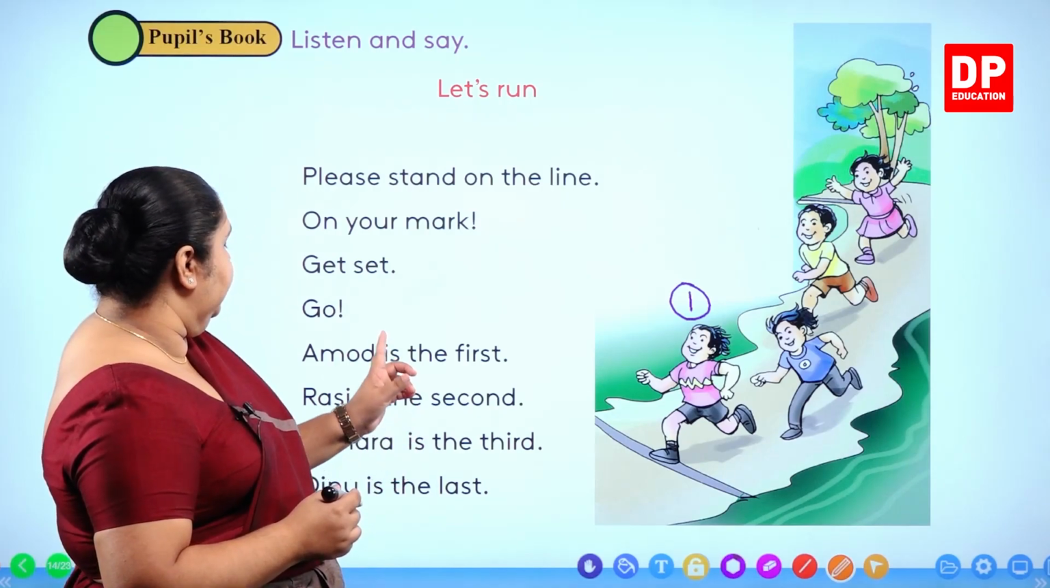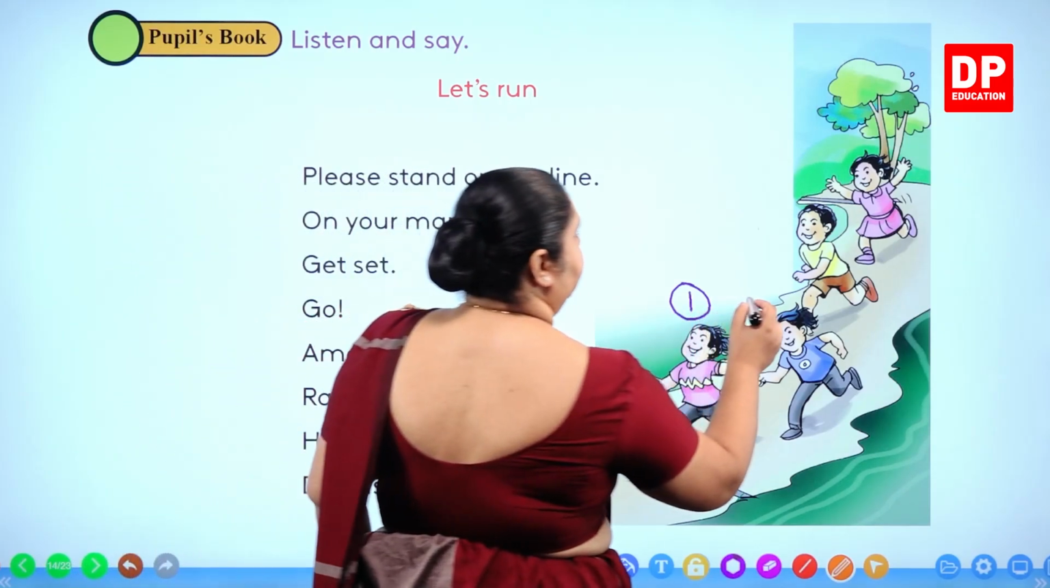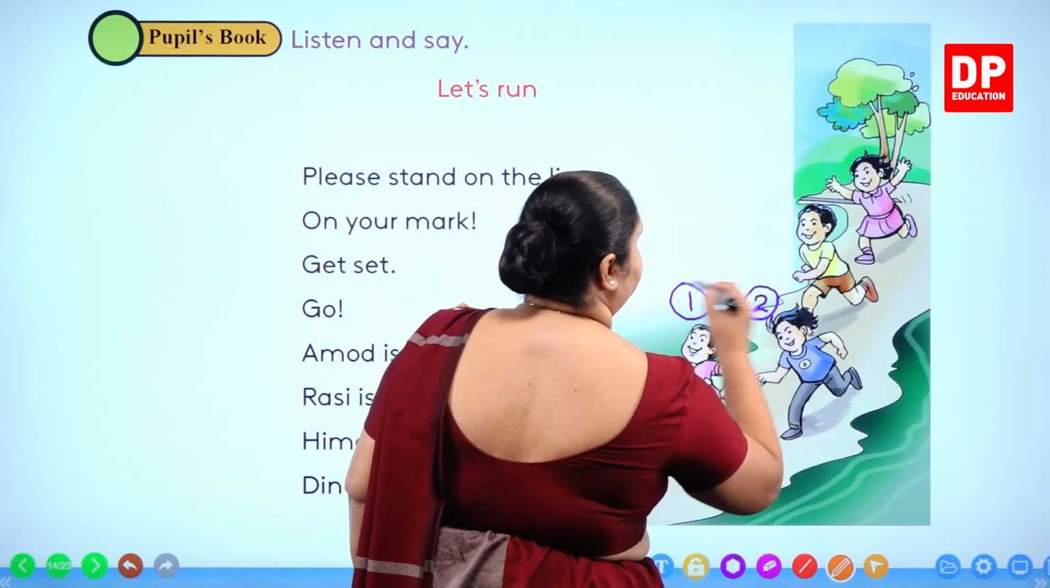Rasi is the second. This is second. Rasi is the second.